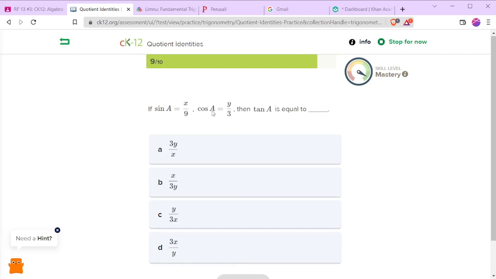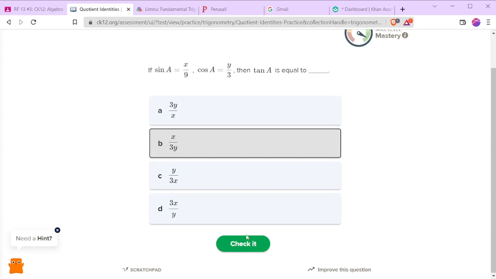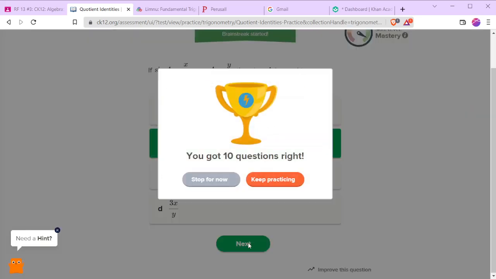So again, tan, sine over cos, x over 9 times 3 over y. The 3 cancels with the 9 and reduces to x over 3y. All right, so these solve our quotient identities.